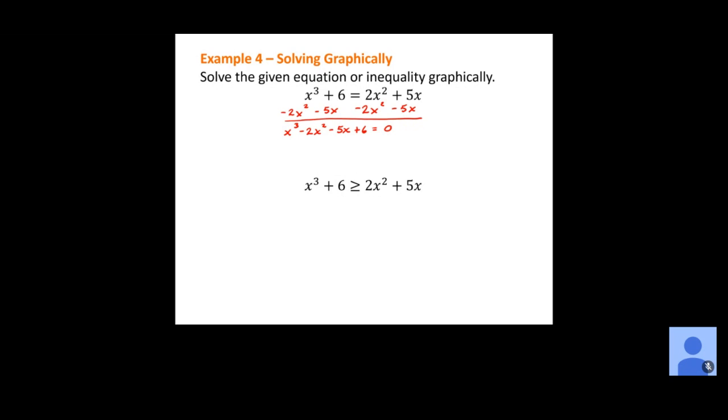Now, once we get everything to one side, we want to solve this thing graphically, which means I'm actually going to graph the equation that I've got there now. I'm only looking at the left-hand side of this, though. So what I'm going to graph is y equals x cubed minus 2x squared minus 5x plus 6. So that's the whole reason for moving everything to one side, is so that then I can take the left-hand side, make it an equation, and then actually graph it. And so I'm going to switch over to Desmos now. I'm going to graph that equation.